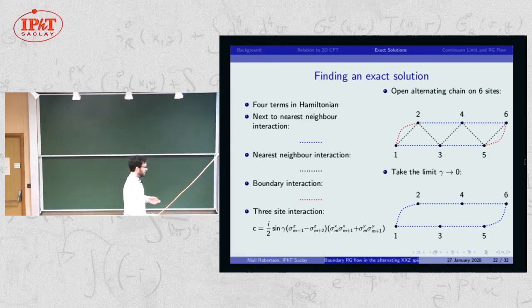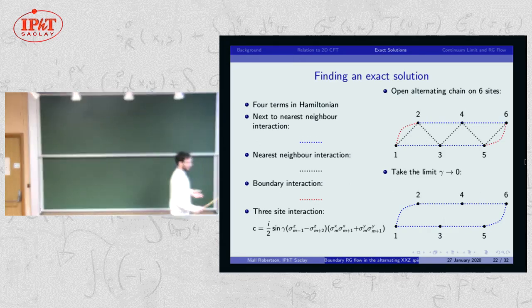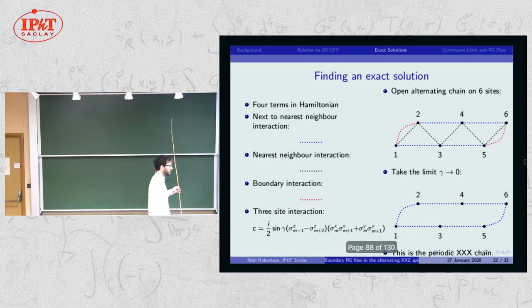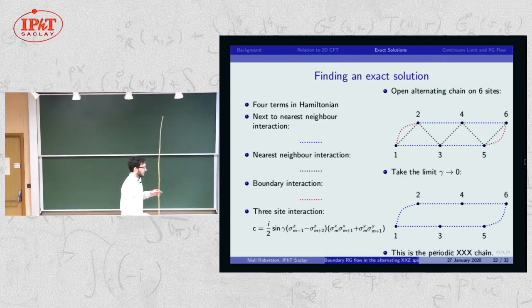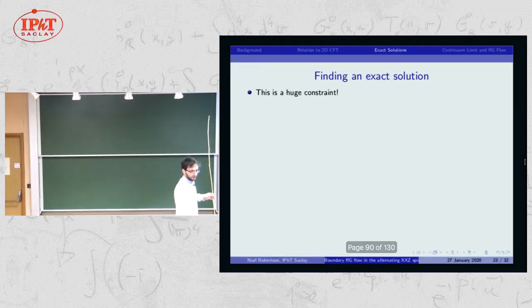And why is that important? Well, the blue interactions were XXX interactions. So now we have a periodic XXX Hamiltonian, which, in a sense, is topologically equivalent to it. So that is a huge, huge constraint on what the Bethe-Ansatz equations should be for this model.